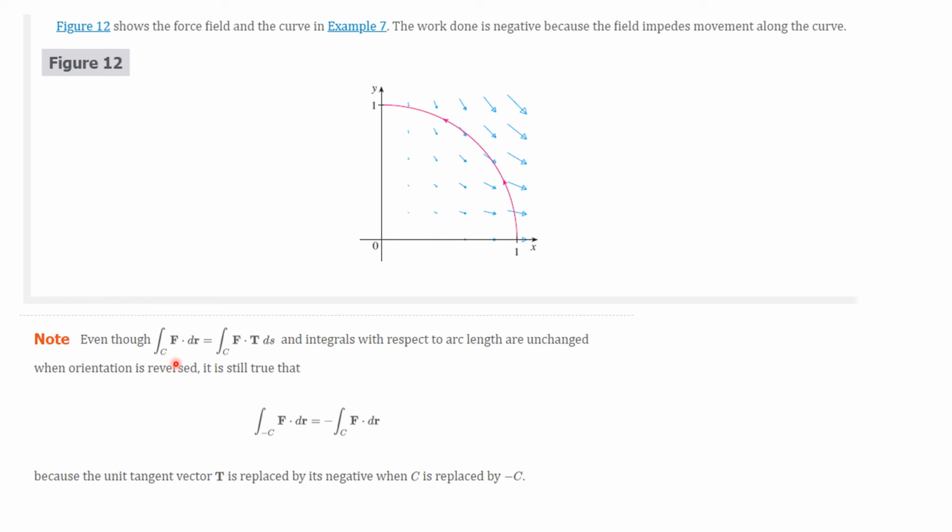Now, even though we're dealing with a different form of the integrals, the orientation still applies. So if we integrate f dot dr in the opposite direction, I'm going to get the negative of what I get going the first direction, because the unit tangent vector T is replaced by its negative when C is replaced by minus C.